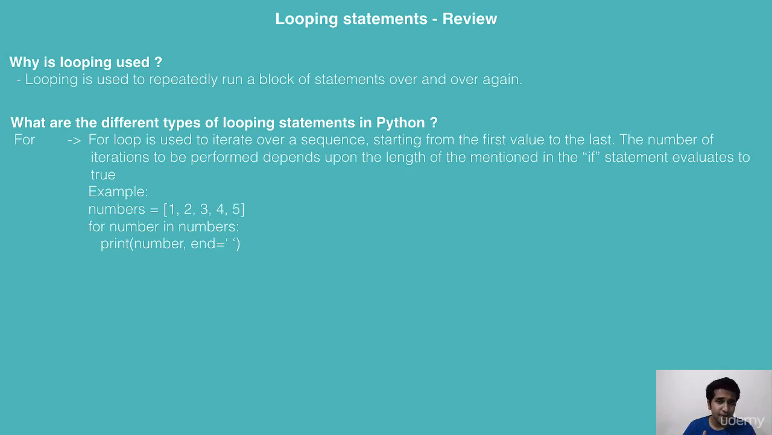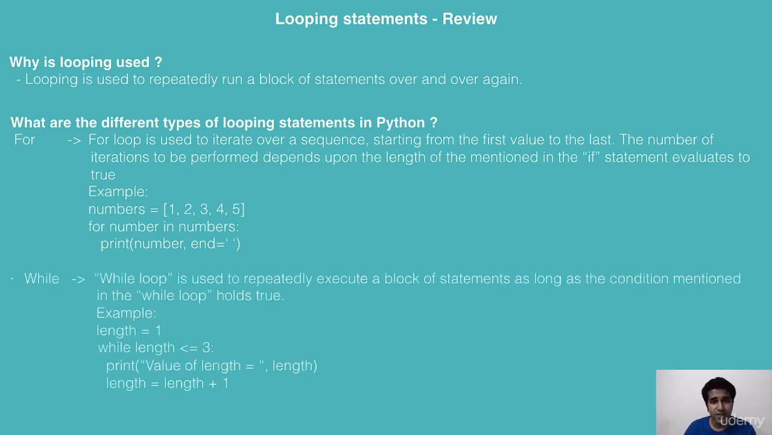Now in this example, we have a list called numbers, which has the numbers 1, 2, 3, 4, 5. So we can use a for loop to run across this list starting from the number 1 till the number 5, printing all the numbers in the list.